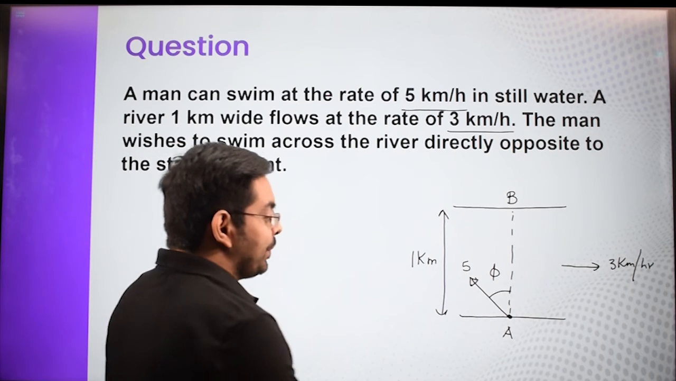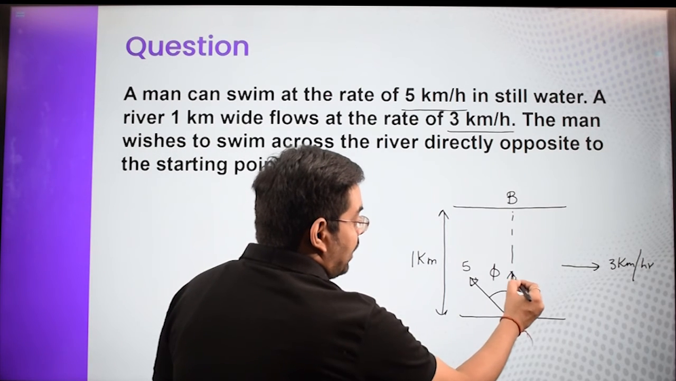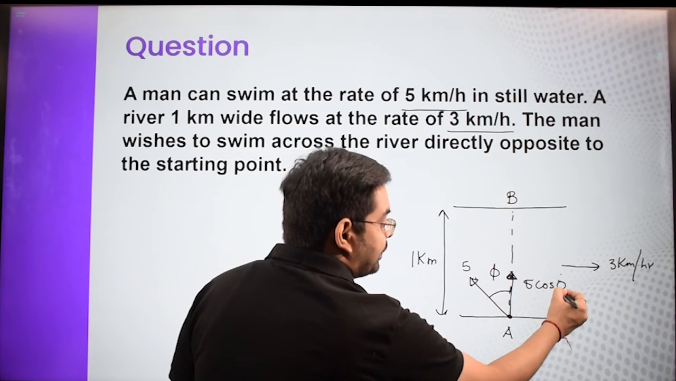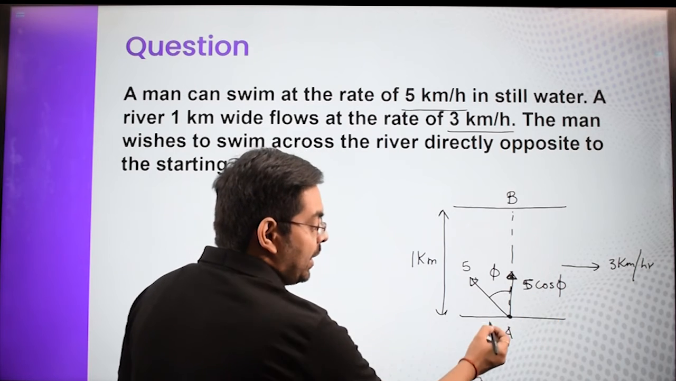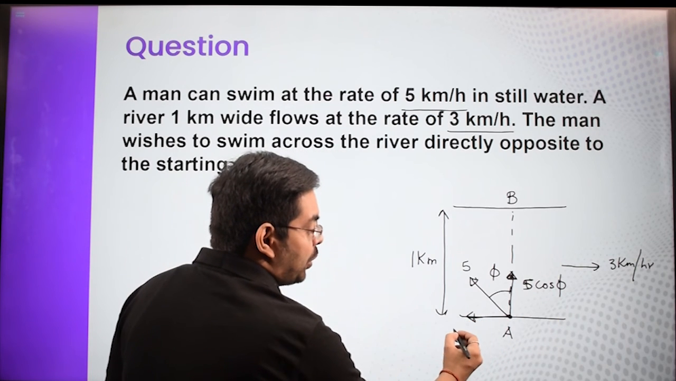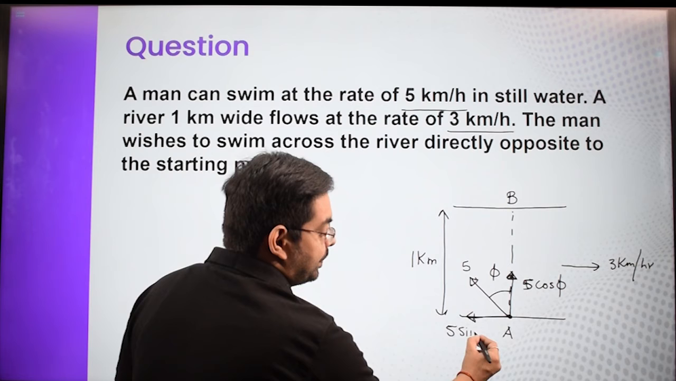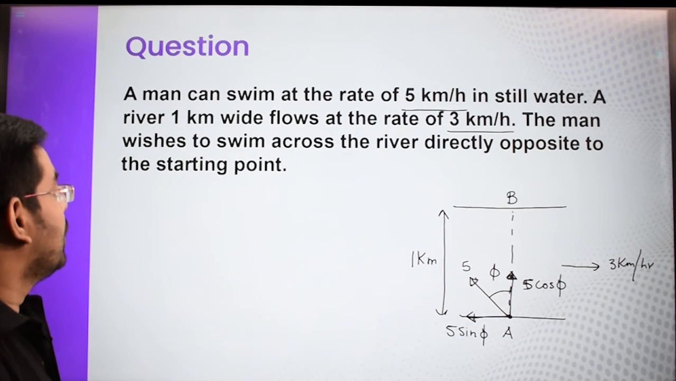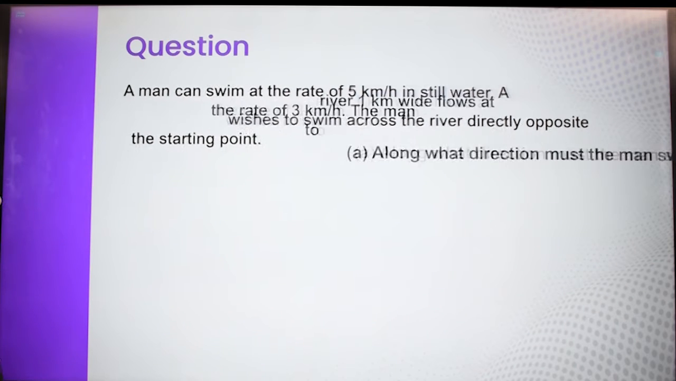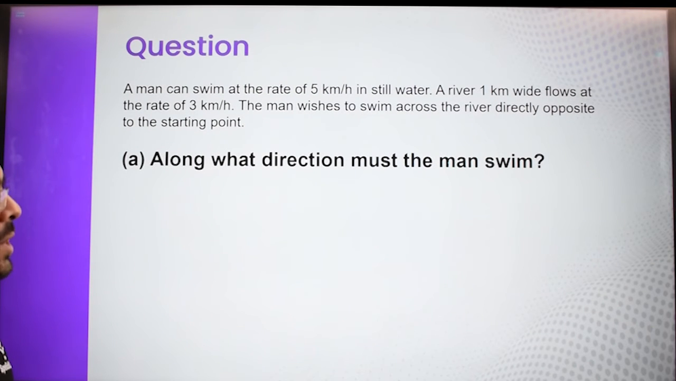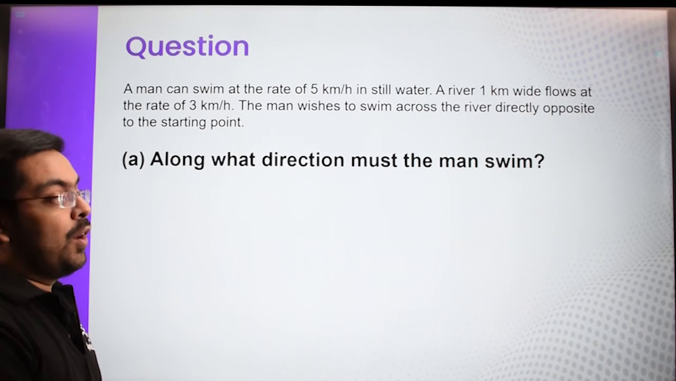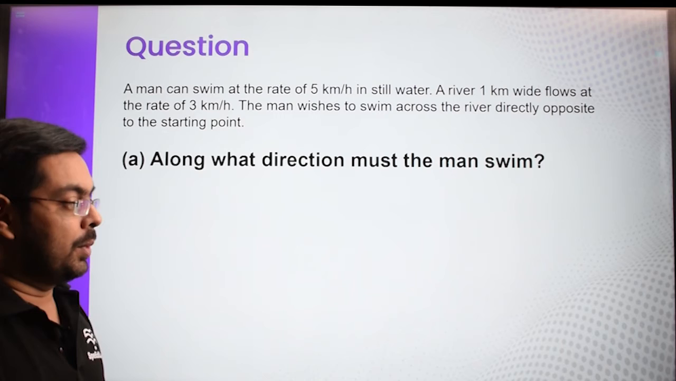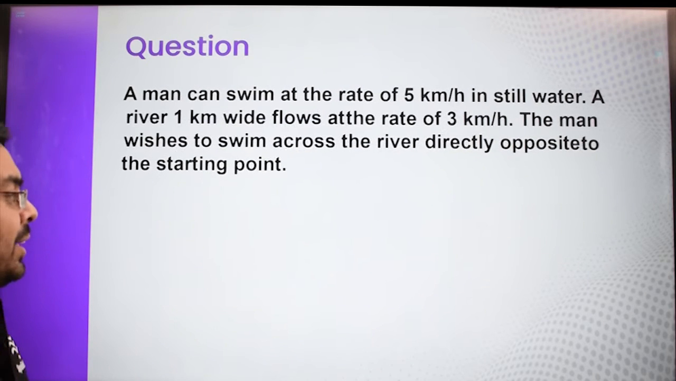Clearly, if we break this into components, the y component will be how much? 5 cos phi, and the component against the river flow will be 5 sin phi. Right? This is the question, and this was the explanation. Now, along what direction must the man swim? So we just have to find the angle at which the man should swim. Okay, so let us find that angle.